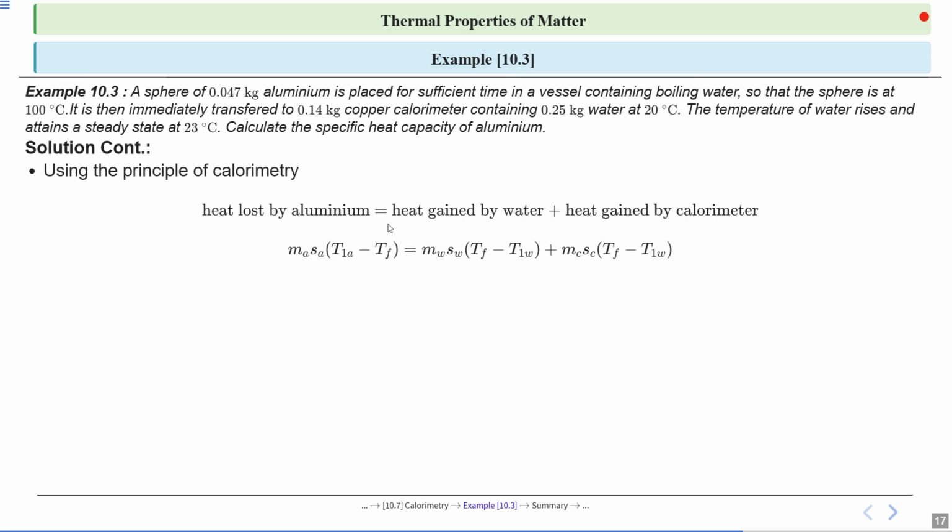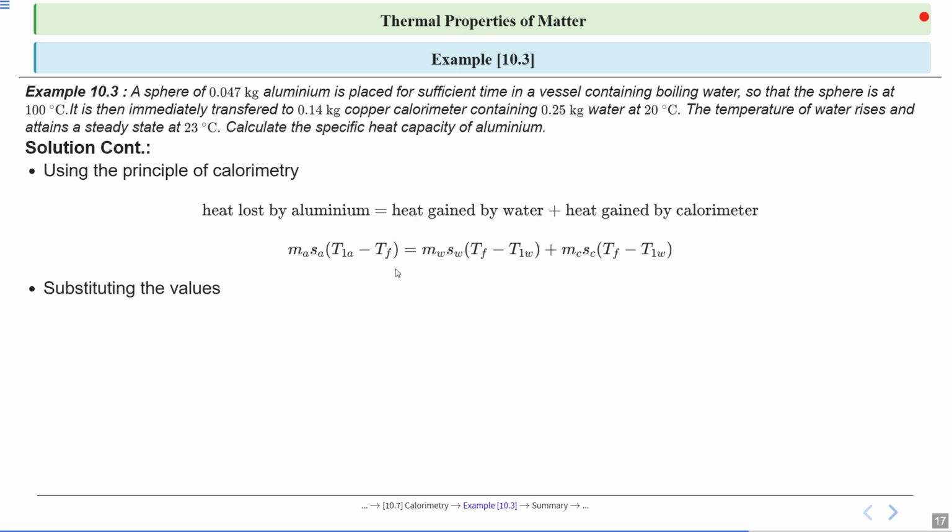So heat lost by the aluminum is Ma Sa (T1A minus Tf). All right. And heat gained by the water is Mw Sw (Tf minus T1W) plus heat gained by the calorimeter Mc Sc (Tf minus T1W). Now substituting the values and solving this, you will get the answer.